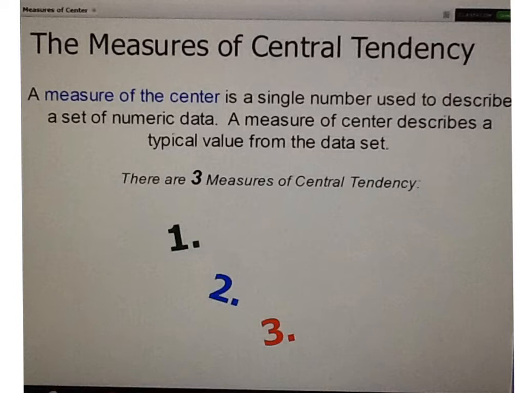So let's talk about this, the measure of center. The measure of center is a single number used to describe a set of numeric data. And a measure of center describes a typical value from the data set.